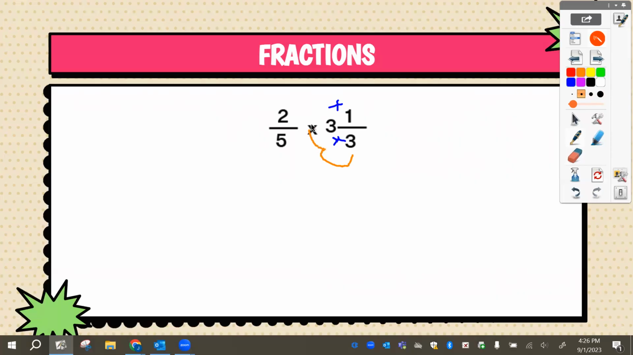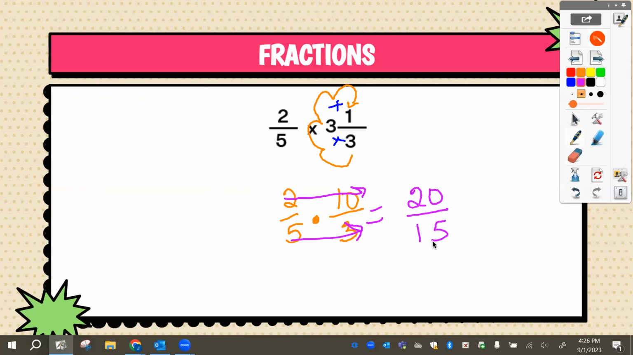We're going to do 3 times 3, which is 9, plus 1, which is 10. Denominator stays the same. Multiplied by 2/5. We're going to multiply straight across. 2 times 10 and 5 times 3. And then we're going to simplify. Now, if you can look at 20 and 15 and see right away what you need to simplify by, wonderful. If you don't, let's look at a factor tree.